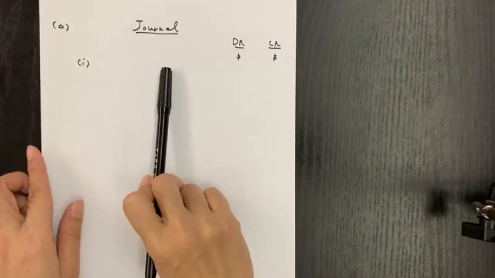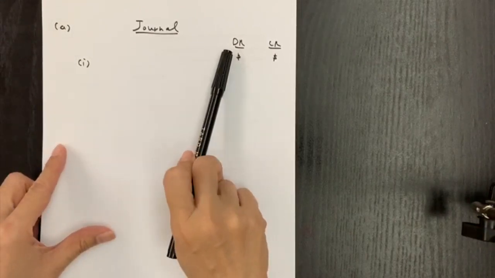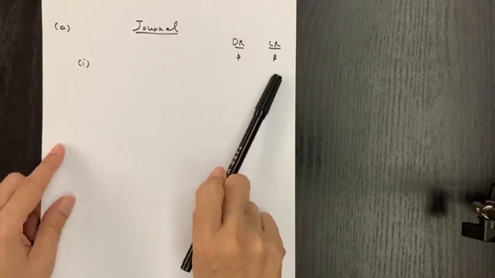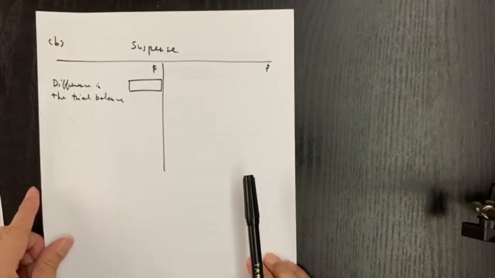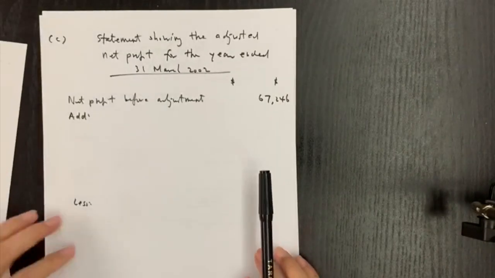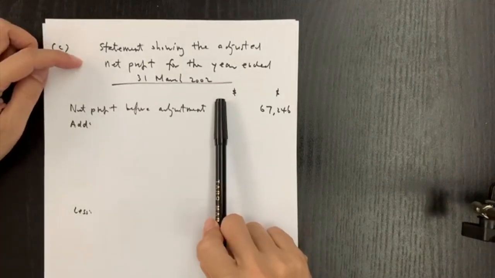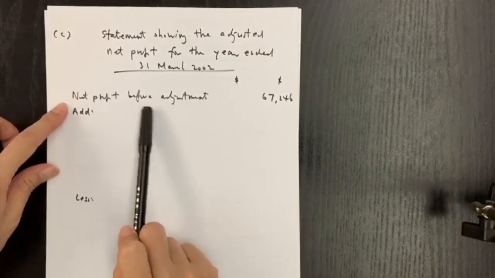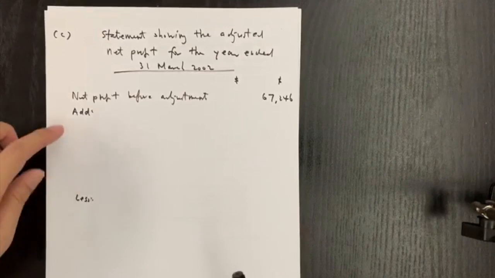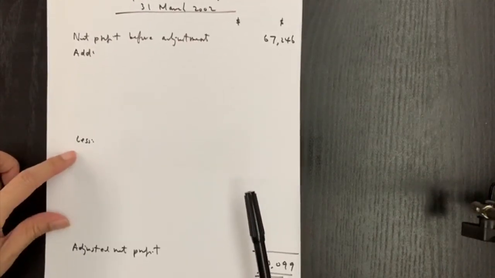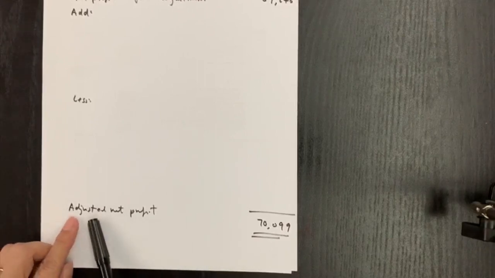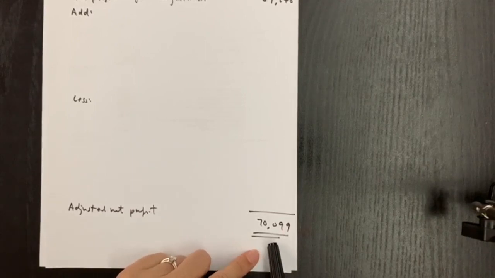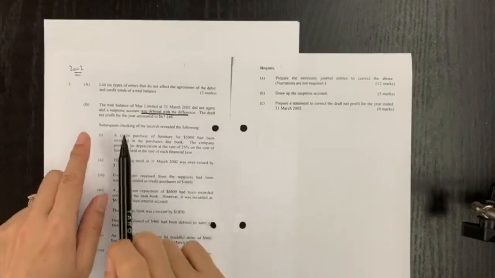Okay, so here we have the answer for double entries. Don't forget to put the debit column, credit column, $ sign and $ sign, otherwise marks will be deducted. On this page I have my suspense accounts. And then part C, we always start with the heading saying statement showing the adjusted net profit for the year end, and then we start with the net profit before adjustments. This is the description, and then we add things later on, and then we need to minus something from net profit, and finally we get this adjusted net profit, and this is the key answer, and see whether we can work out this figure or not. Okay, now let's look at the question.